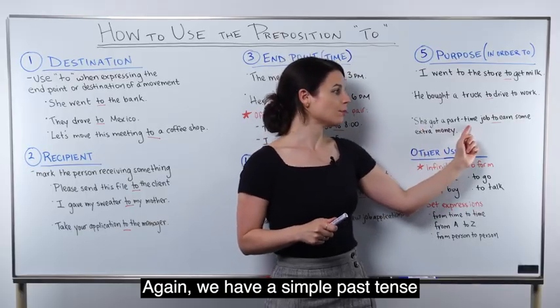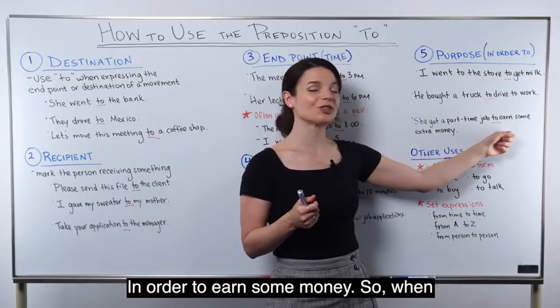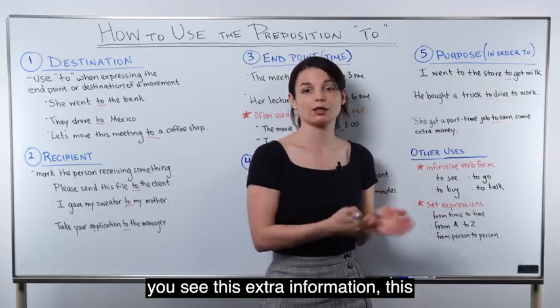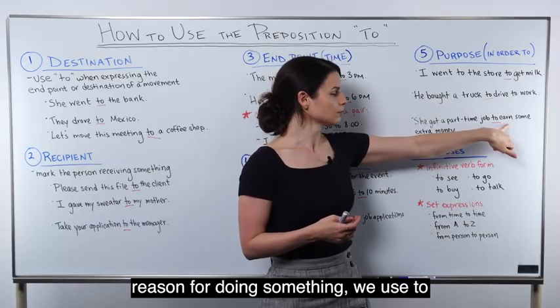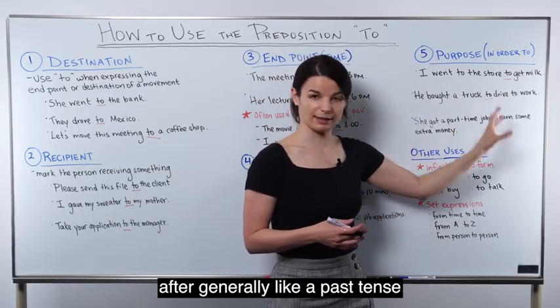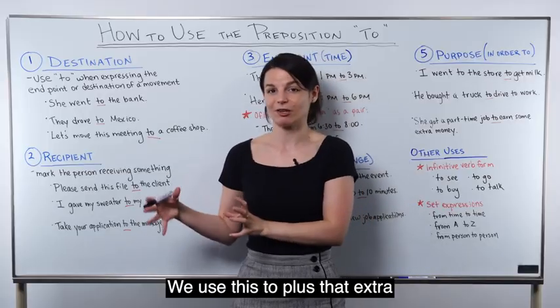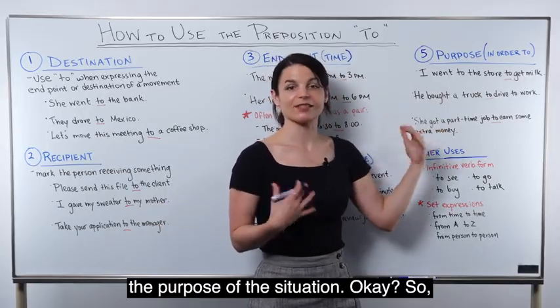Again, we have a simple past tense statement. She got a part-time job. Why? In order to earn some money. So when you see this extra information, this reason for doing something, we use to after, generally, a past tense statement, at least in these examples. We use this to plus that extra information to express the purpose of the situation.